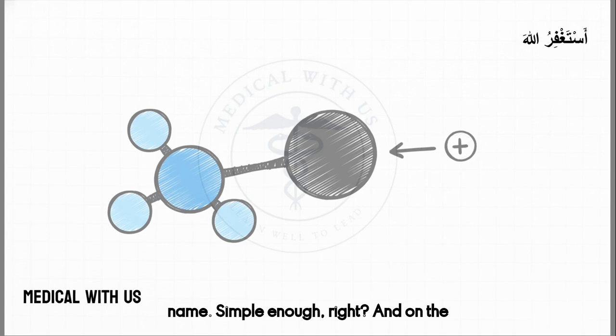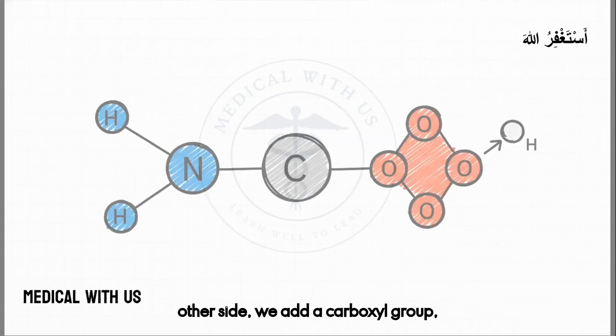Simple enough, right? And on the other side, we add a carboxyl group, which is acidic. So you put them together, you've got an amino group and an acid group. And boom, the name amino acid suddenly makes perfect sense. It's this dual personality, part base, part acid, that makes them so incredibly versatile.